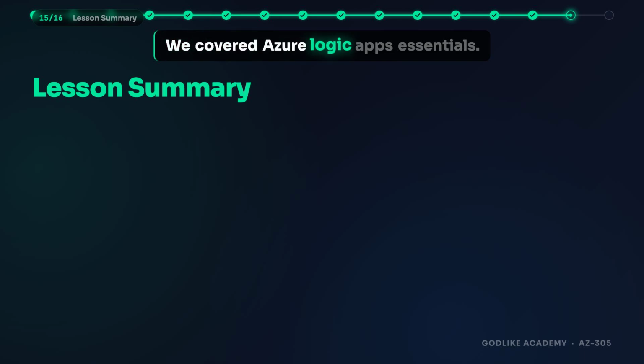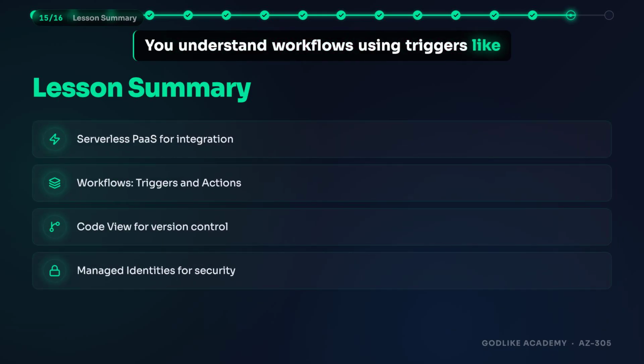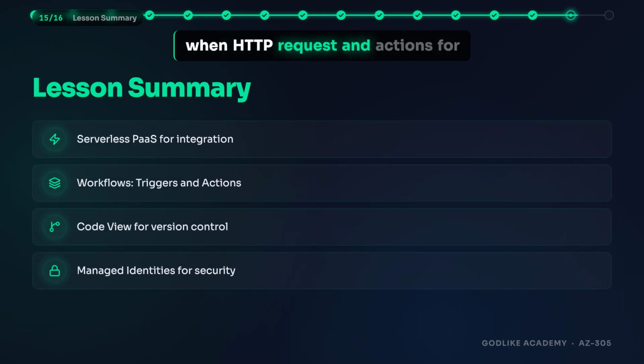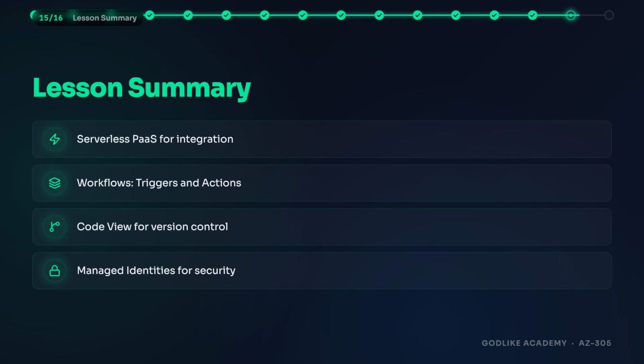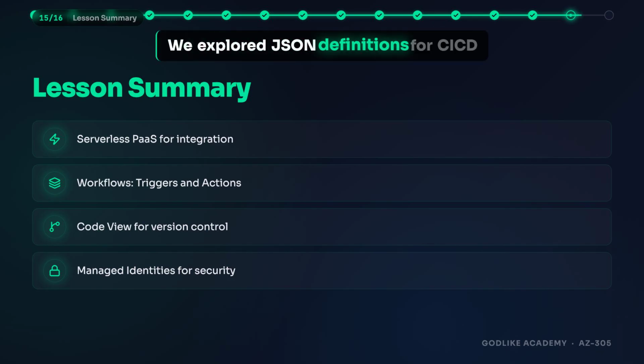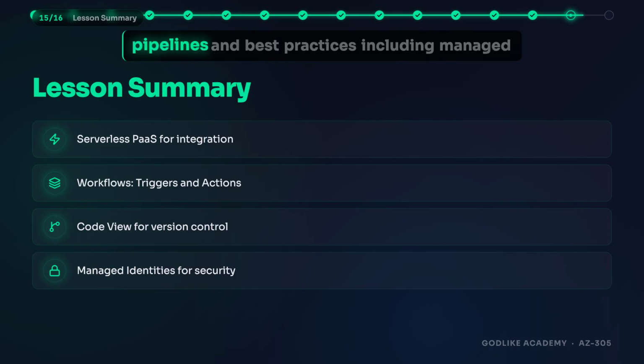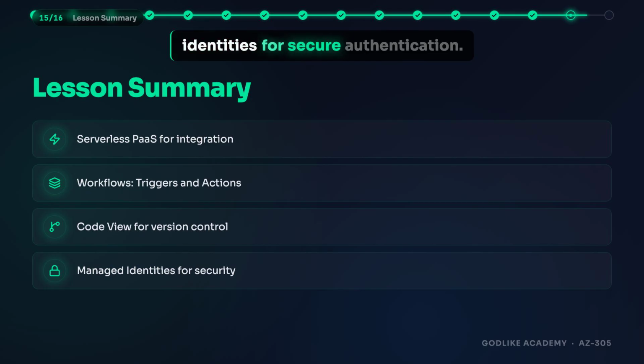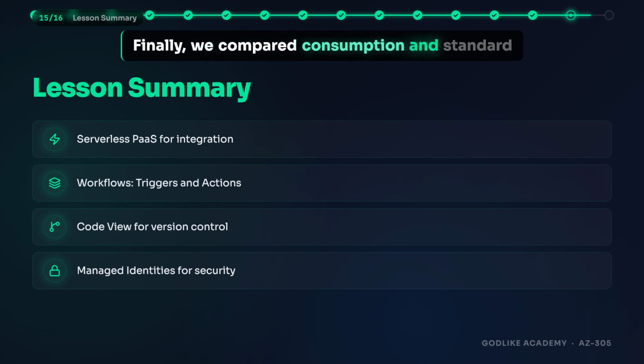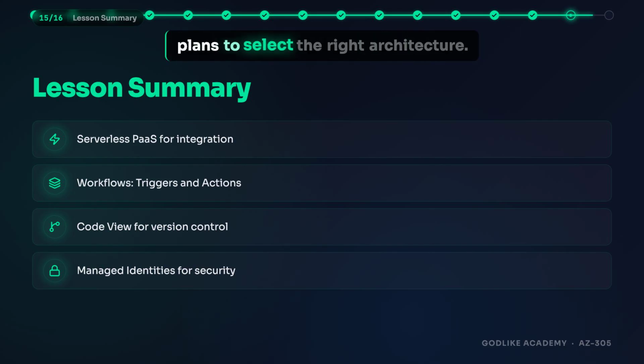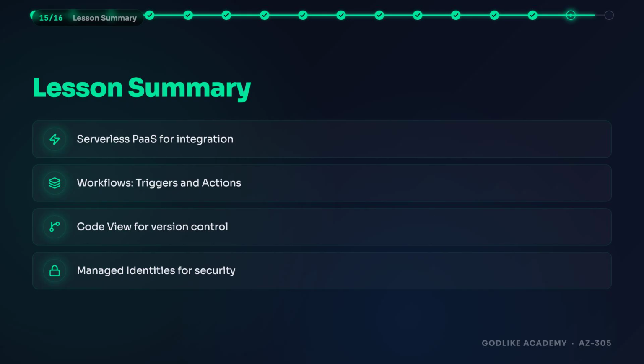We covered Azure Logic Apps Essentials. You understand workflows using triggers like when HTTP request and actions for automation. We explored JSON definitions for CI/CD pipelines and best practices, including managed identities for secure authentication. Finally, we compared consumption and standard plans to select the right architecture.